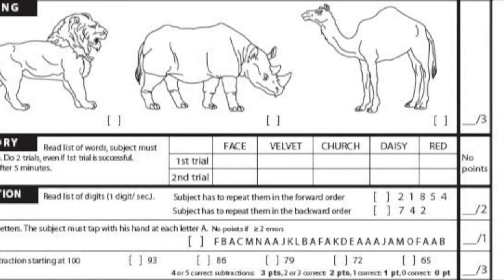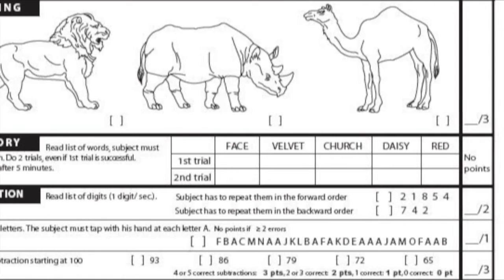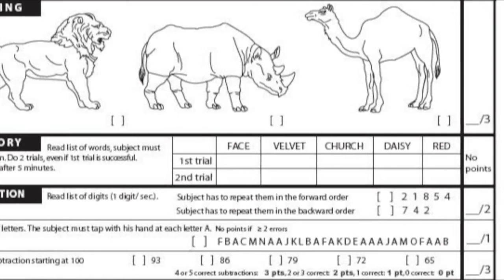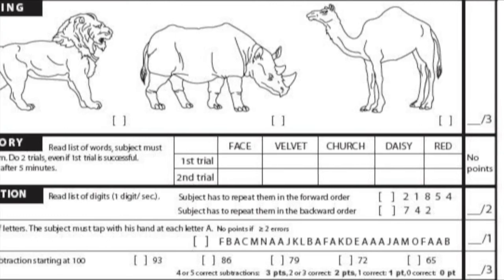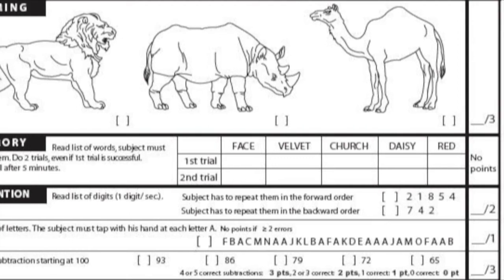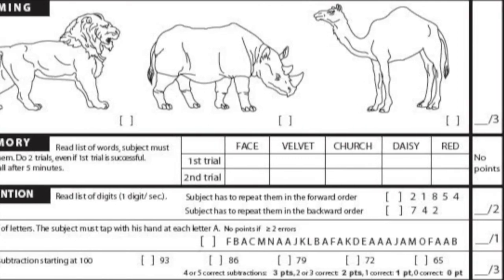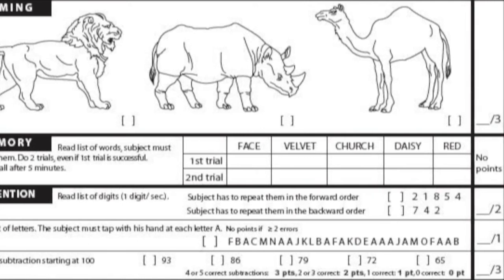Item 5. Memory. The examiner reads a list of 5 words at a rate of 1 per second, informing the client that this is a memory test and they will need to remember these words now and later on. It doesn't matter what order the client says the words, and they will be given 2 trials to remember them. No points are given for trials 1 and 2.